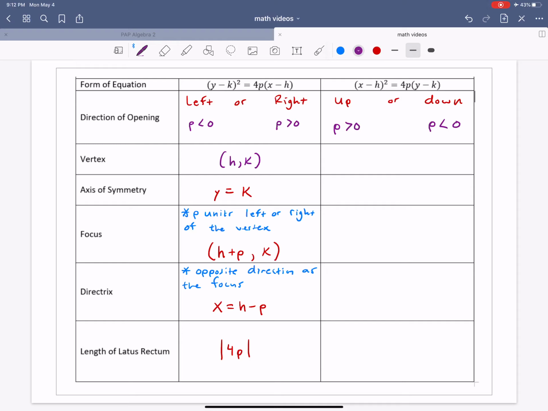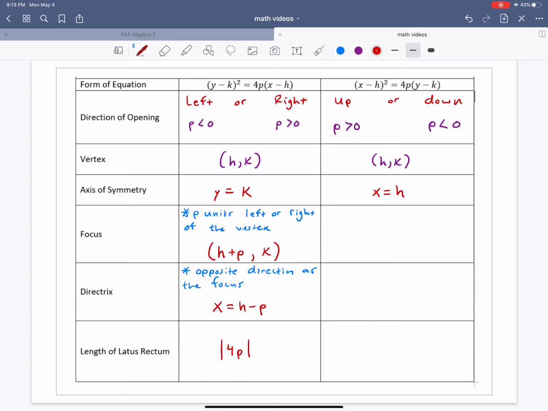Next item is the vertex. Remember I said earlier that the vertex will always be located at (h, k). Now the axis of symmetry, if you look back at the parabola that we labeled, you can very clearly see that it's going to be a vertical line, and we write the equation of vertical lines by writing x equals. So you're looking for the equation of a vertical line that passes through the vertex, so that's going to give me x equals h.